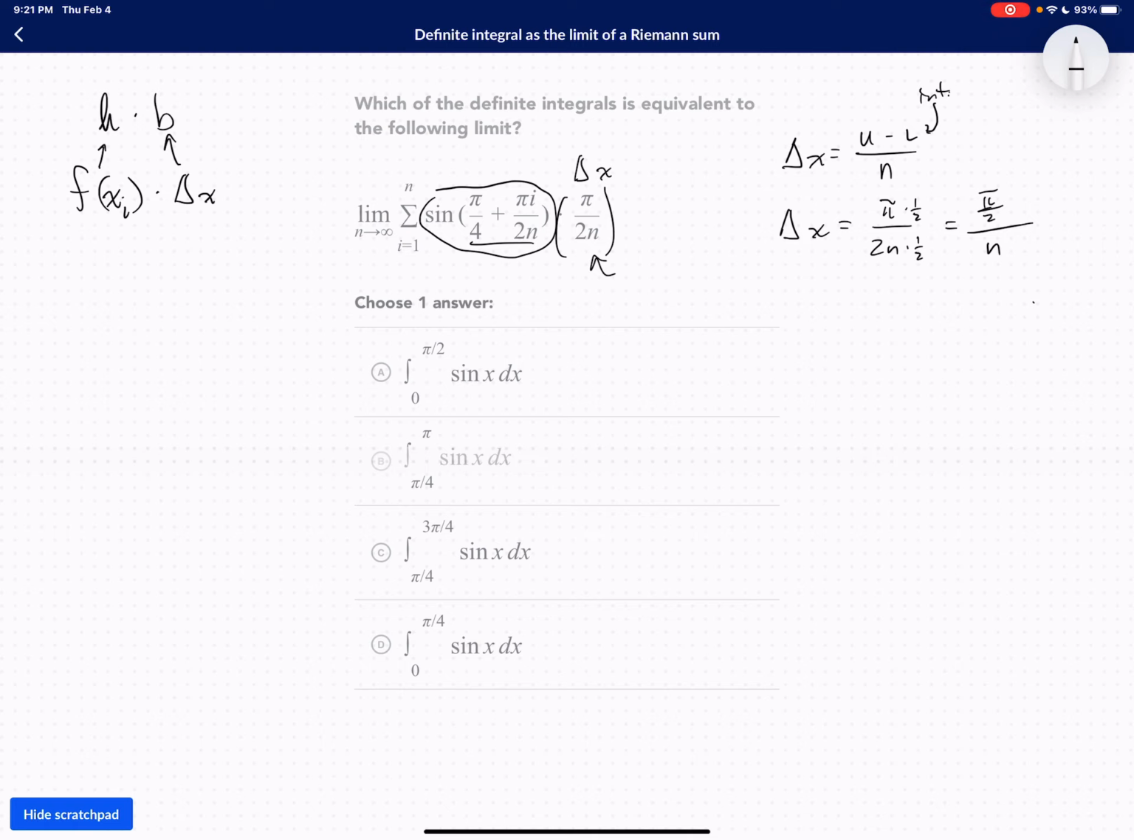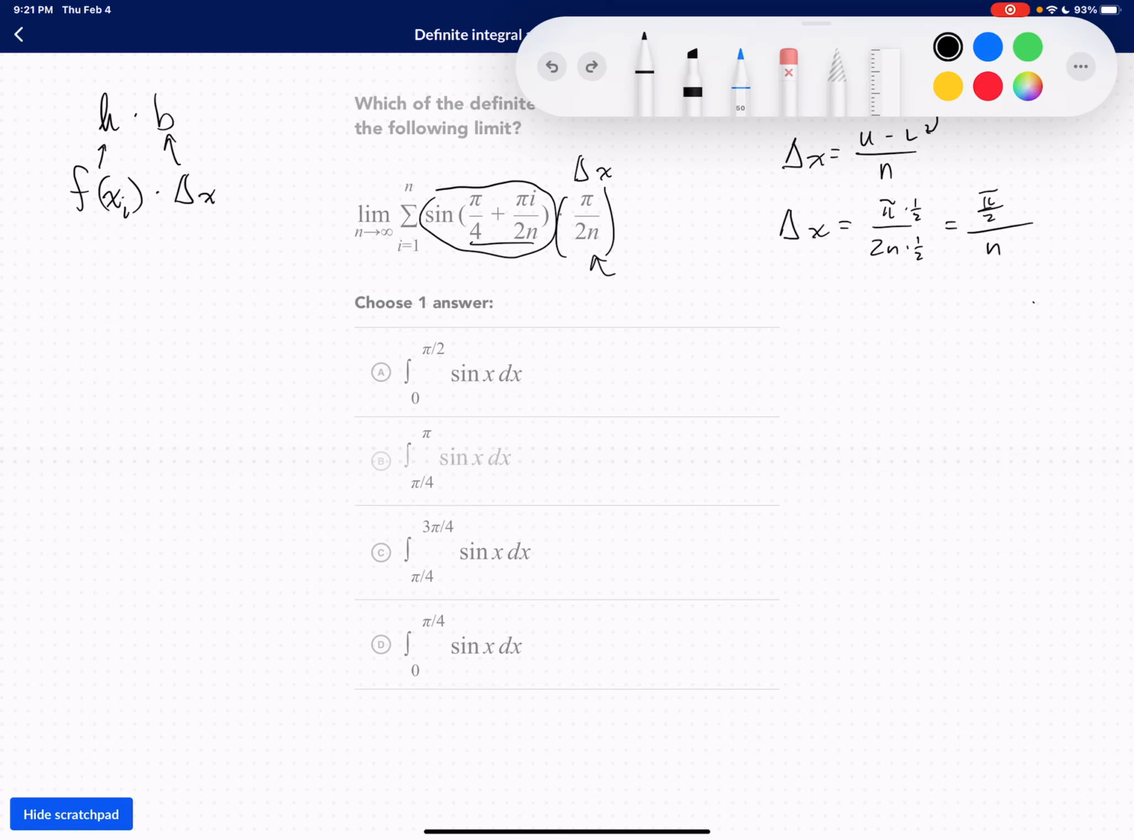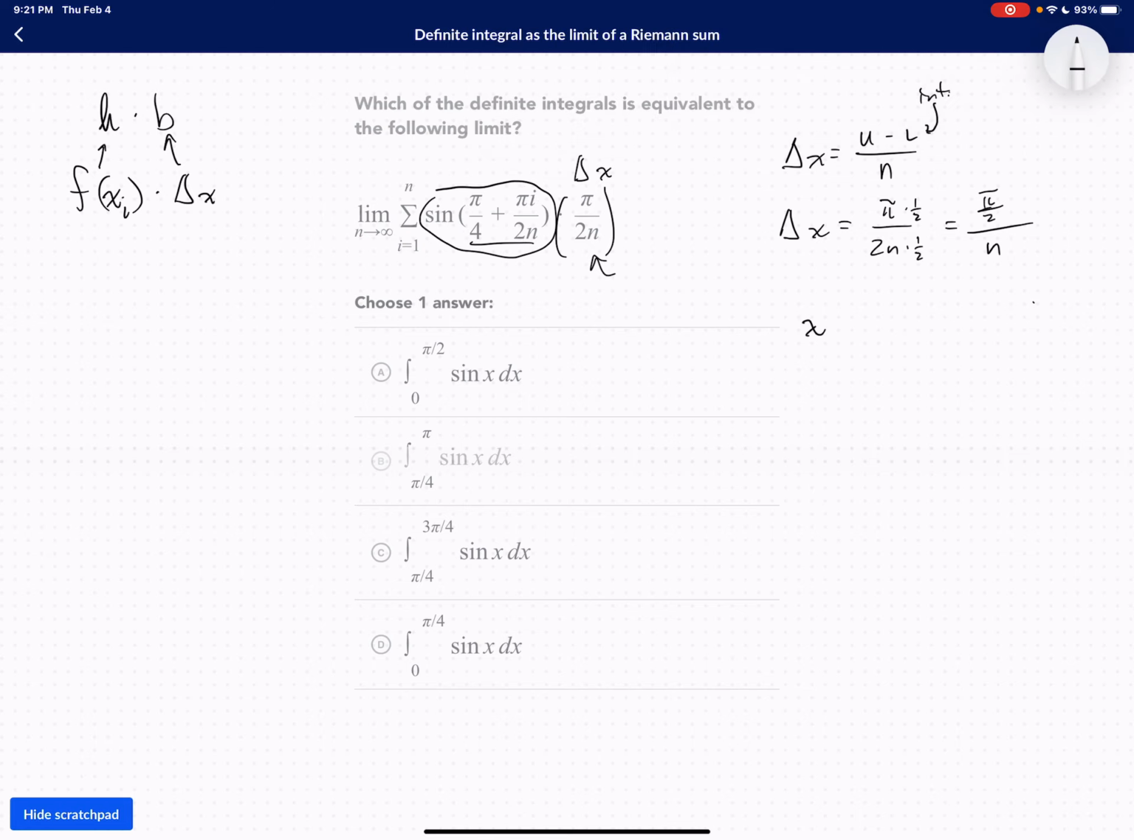And then what's all this information in here going to give us? So think about it for a second. When we were finding x sub i, we would start with the lower bound. Oh man, I'm using a. I should have used the L, but oh well. We start with the lower bound a, and then we add to it delta x times i. Okay, so what is a? If you look at this, do you know what a is? Heck yeah, you know what a is, because you can clearly see the delta x times i right there. So our lower bound is definitely pi over 4.